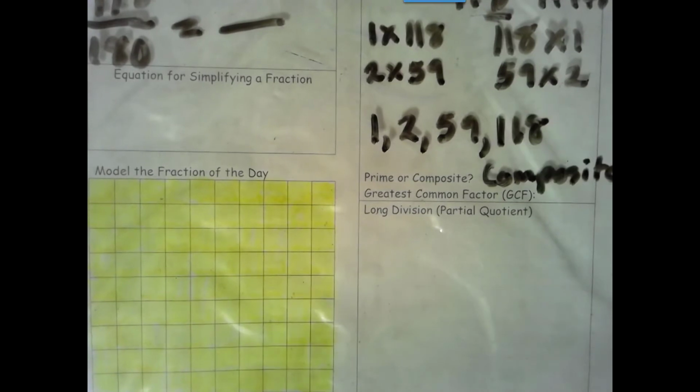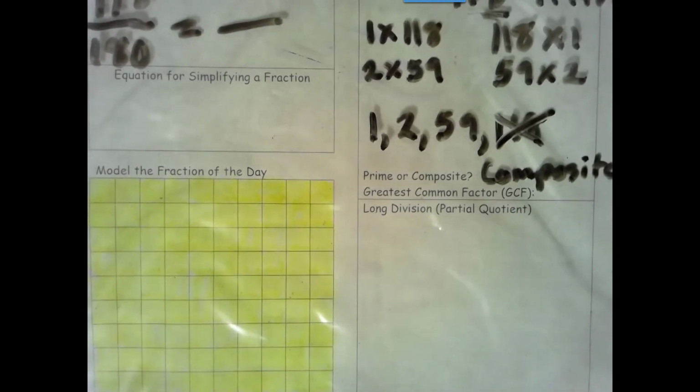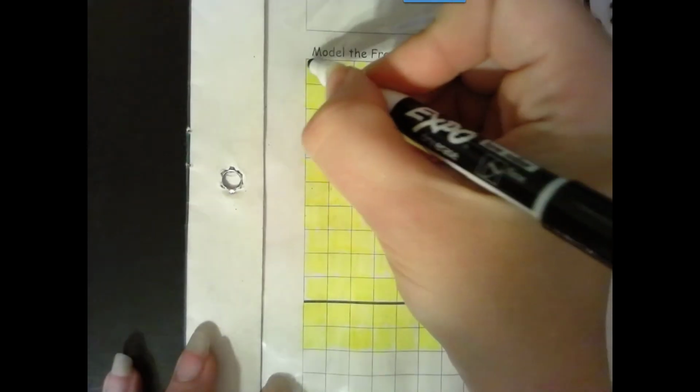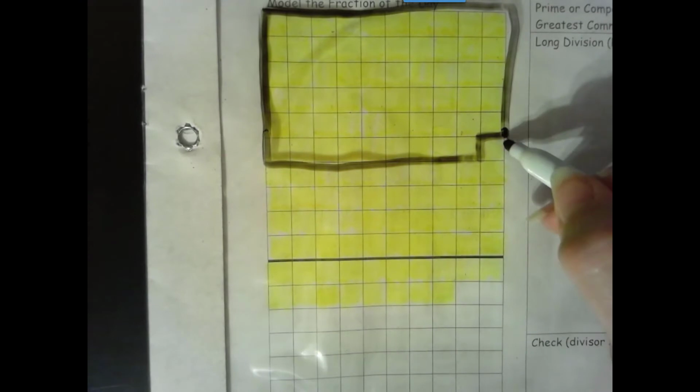Now we need to find our greatest common factor. Well, I can make one group of 118, that's a shaded area, but there's only 62 of the unshaded area, so I can't make another group. So I'm going to try 59. Your groups do not have to look like mine, but you do have to have 59 in each group. And you need to keep your shaded separated from your unshaded.